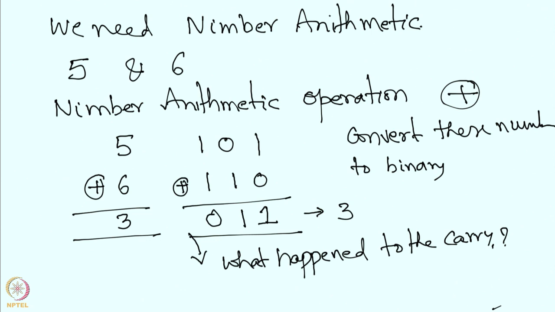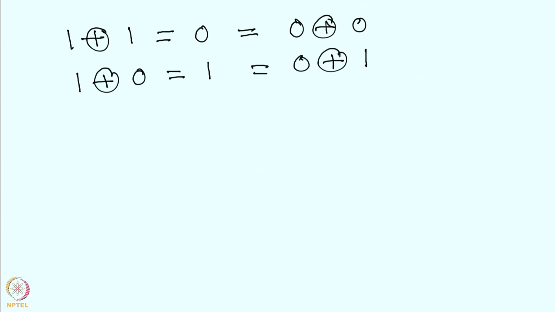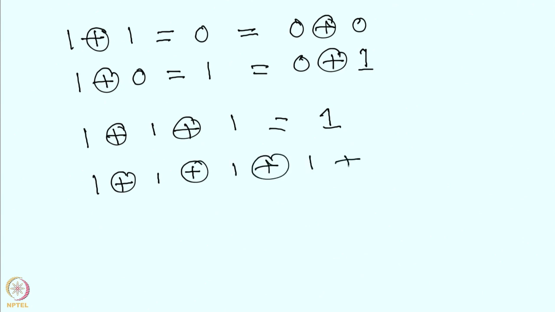We always exclude this carry. In a sense, when I am adding these two things, we are using the exclusive OR operation, XOR. So, 1 plus 1 is going to be 0, which is the same as 0 plus 0, whereas 1 plus 0 is 1, which is also 0 plus 1. Okay. Again, to check, what is 1 plus 1 plus 1? There are an odd number of 1s, so it becomes 1. That is the easiest way. If there are an even number of 1s, this becomes 0. So, this is the number arithmetic.